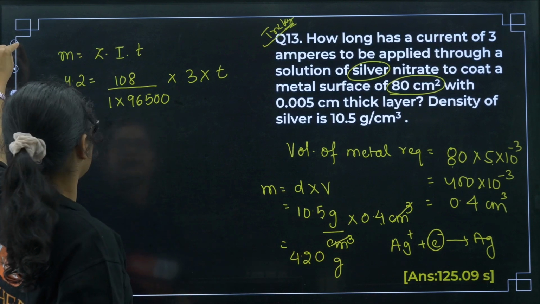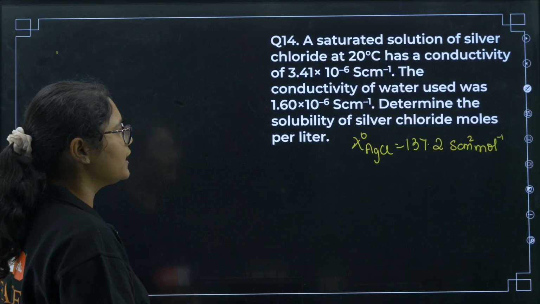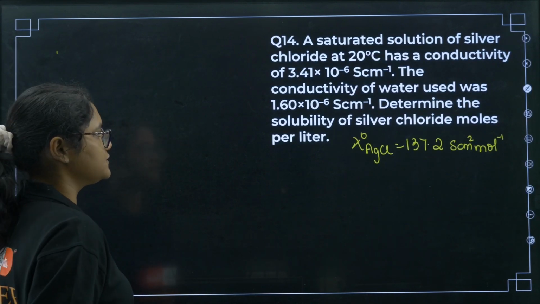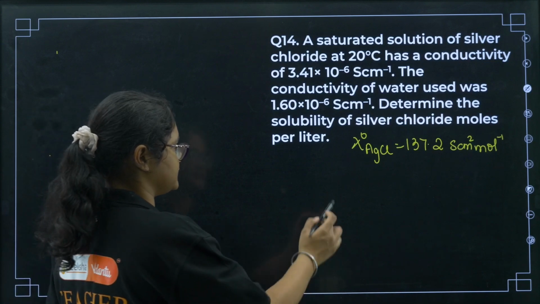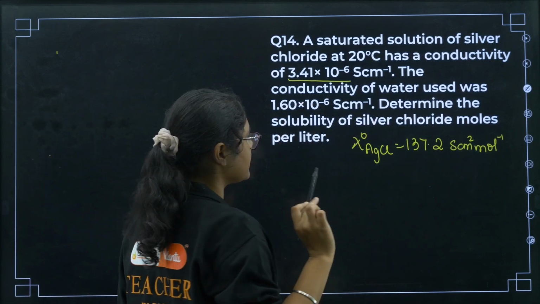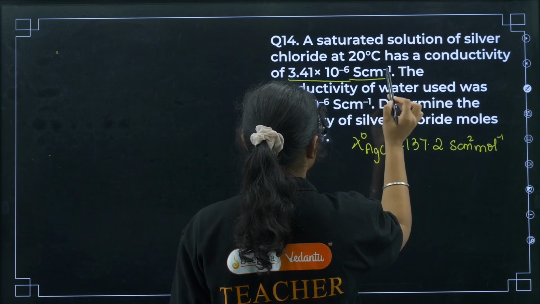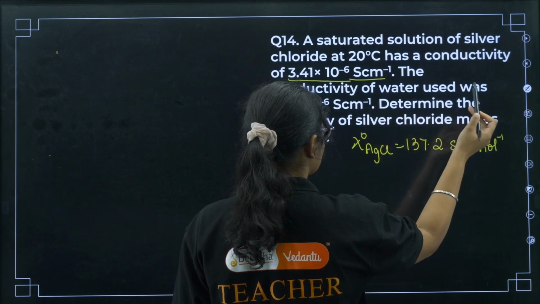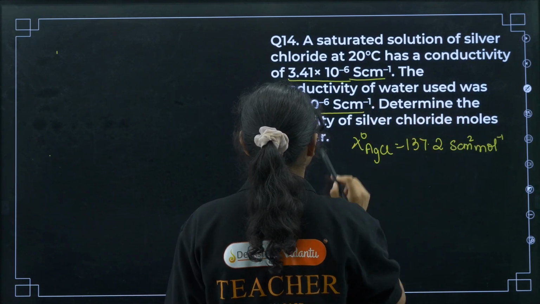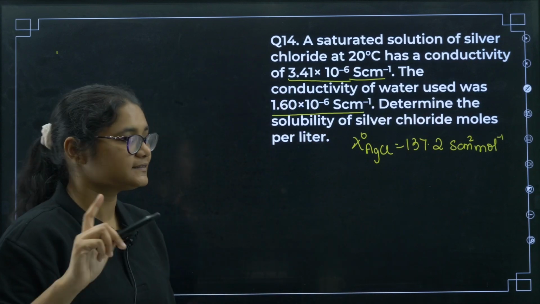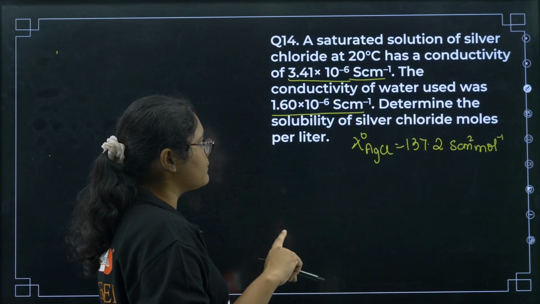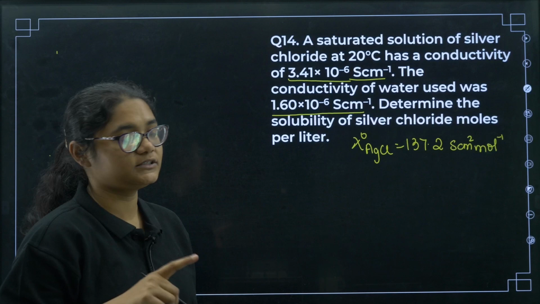Next is question number 14. Here we are given a saturated solution of silver chloride at 20 degrees Celsius that has a conductivity of 3.41 into 10 to the power of minus 6 S centimeter inverse. The conductivity of the water used was 1.6 into 10 to the power of minus 6 S centimeter inverse. Determine the solubility of silver chloride in moles per liter.